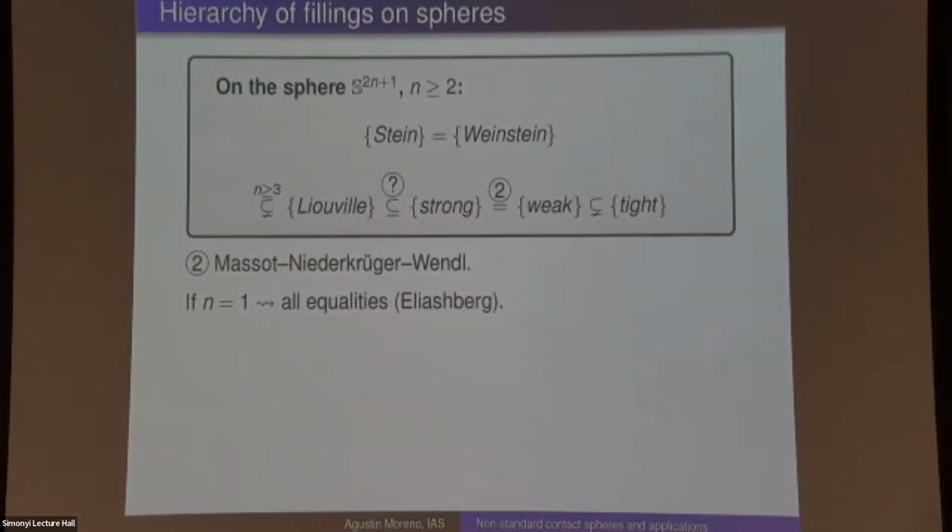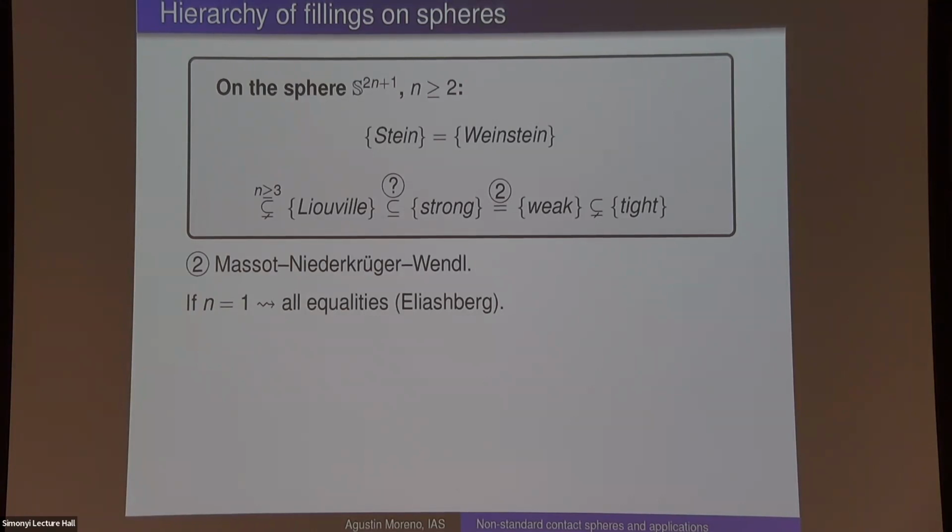Okay, so if we revisit the hierarchy of fillings, but now for the case of the sphere, so we simplify the topology as much as possible, and then we look at this set of inclusions: on the sphere of dimension at least 5, we still have an equality of Stein and Weinstein, and then we have a strict inclusion of Weinstein in Liouville if we assume the dimension is at least 7. And then we have the other inclusion. So the last inclusion is strict by our result, the first one that I mentioned.